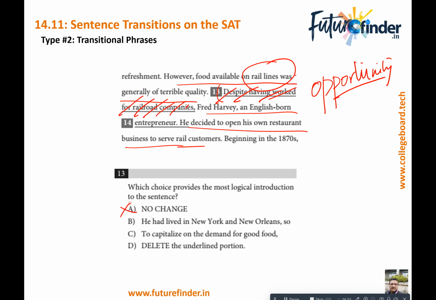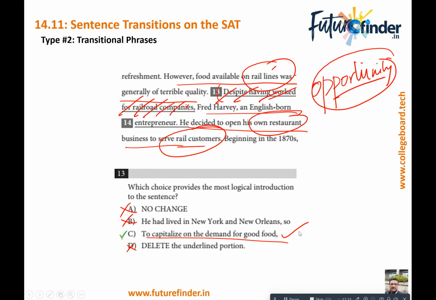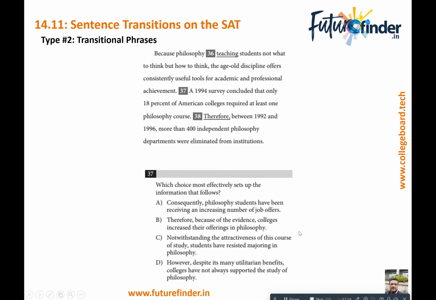So A, no change, is not a good answer. He had lived in New York and New Orleans has got nothing to do with this. To capitalize on the demand for good food. Yes, this is a good answer. And this one is not a good answer. So the probable answer to this one will be C. He saw an opportunity that the quality of food was bad, so he opened a good restaurant to serve these rail customers. He will have good business, right? So capitalize on this demand for good food. Yes. And let's look at this last one, which is 37.